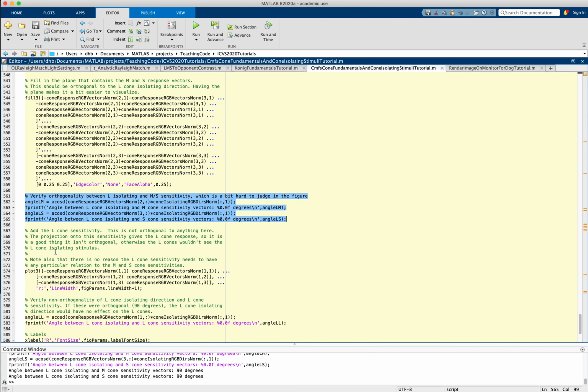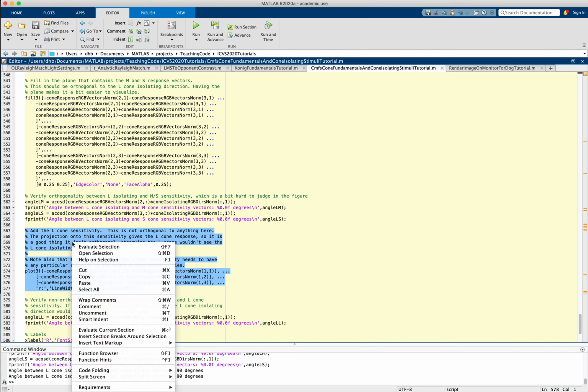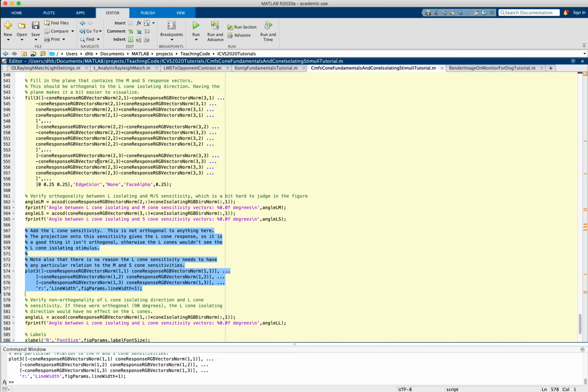Okay, now let's add in the L cone sensitivity vector. If you think about it, there's no necessary relationship between the L cone isolating direction and the L cone sensitivity vector. They happen to be lined up in cone space along the L cone axis. But that's actually no longer true when we represent things in some other space. What has to be true is the L cone isolating vector has to project onto the L cone sensitivity vector. Otherwise, it wouldn't have any effect on the L cone. So it can't have a 90-degree angle between them, but it could have any other angle that isn't 90 degrees.